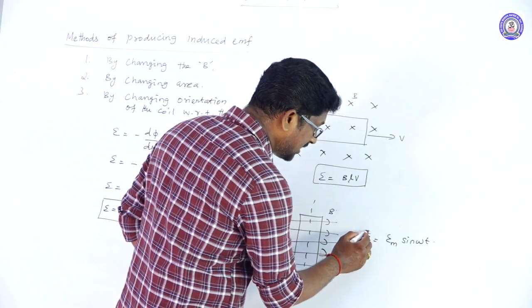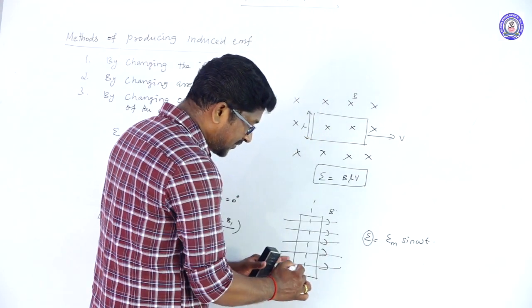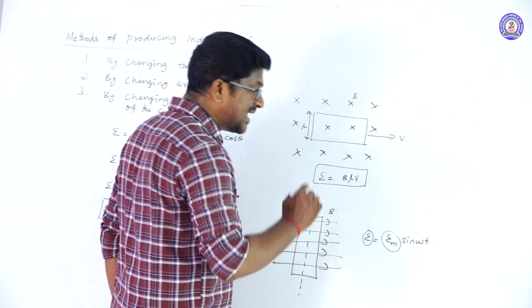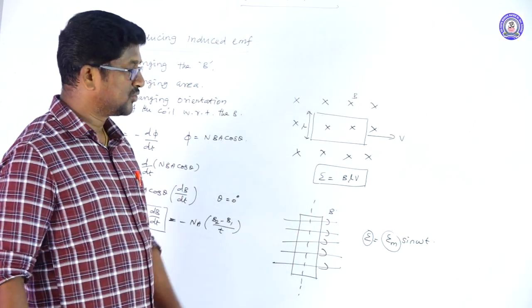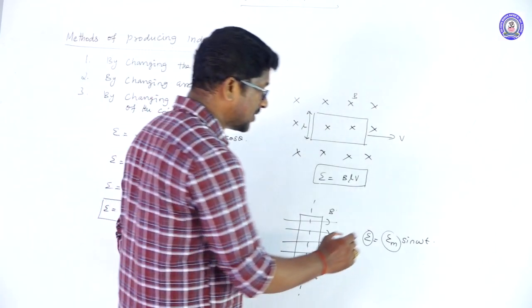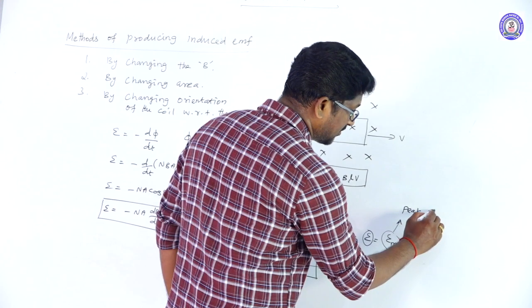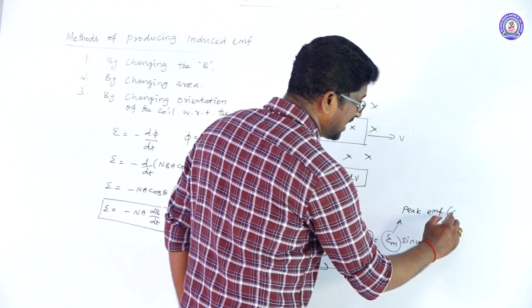Right. Here E is the magnitude of EMF induced in the rectangular coil at every instant. Em, the maximum value of EMF induced in the rectangular coil, maximum value of EMF or peak value of EMF. Peak EMF, or otherwise called amplitude.